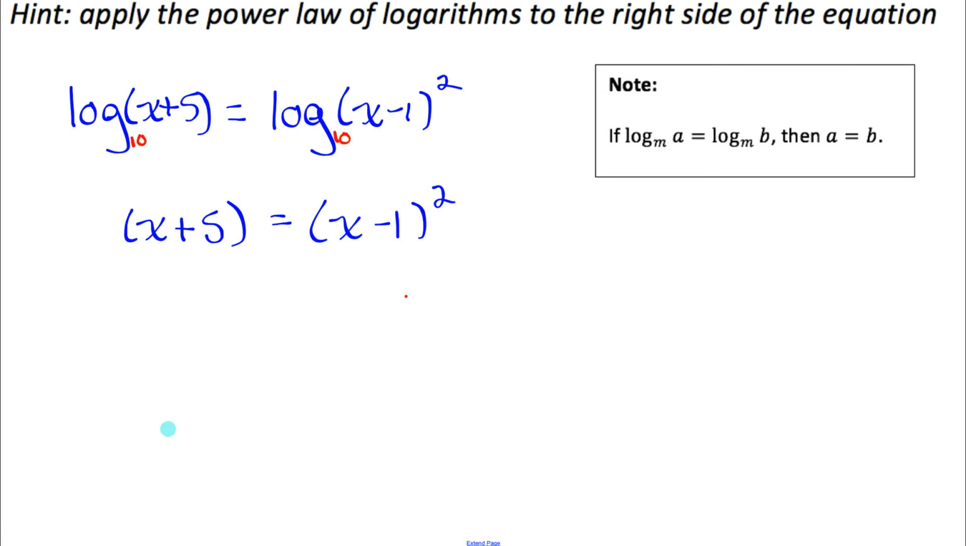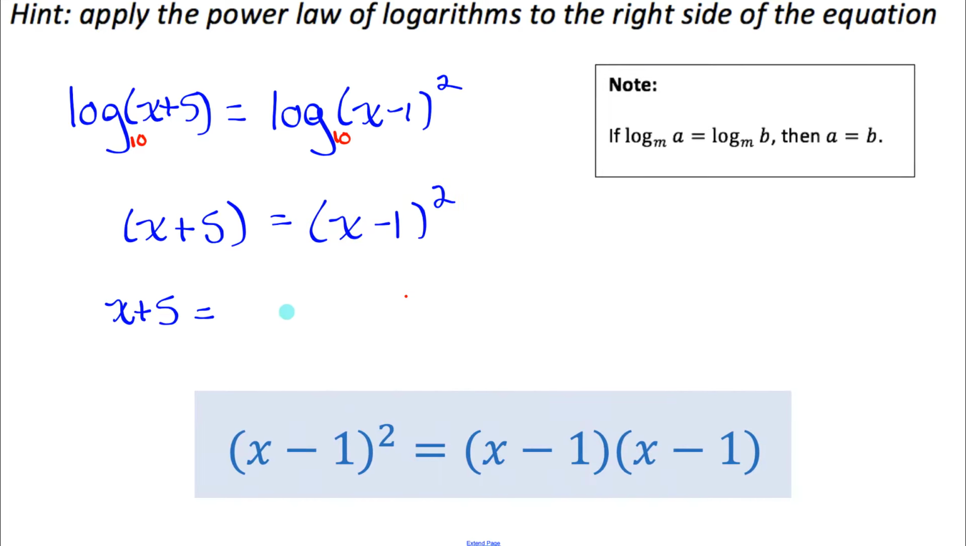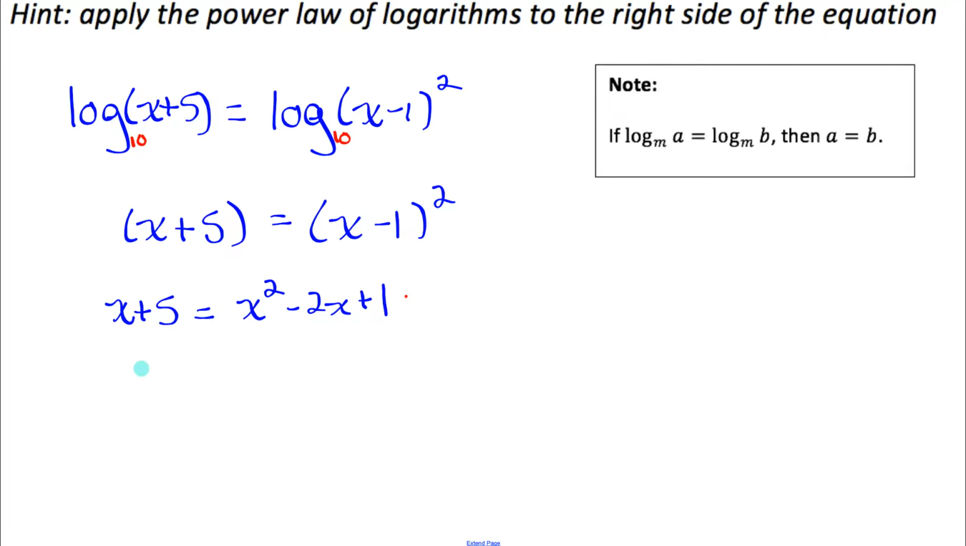Now I just have this quadratic equation to solve. To solve this quadratic, I'd have to expand the right side. And remember, when you expand a binomial that's being squared, really what we're doing is x minus 1 times another x minus 1, and that would give me x squared minus 2x plus 1. And now to solve this quadratic, I have to set it to 0. So 0 equals x squared minus 3x minus 4.